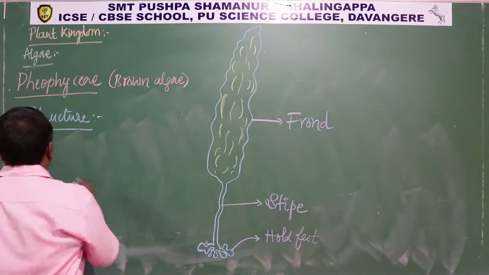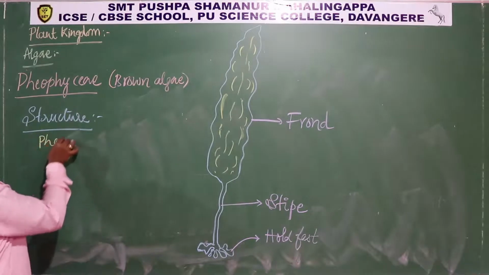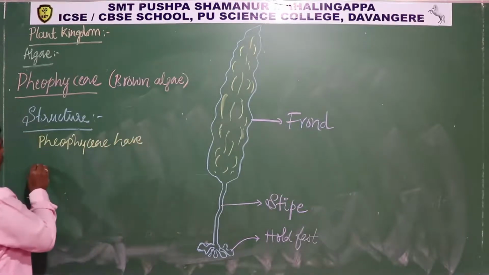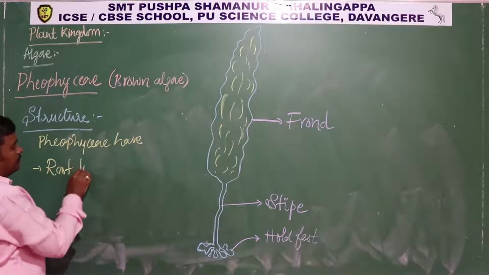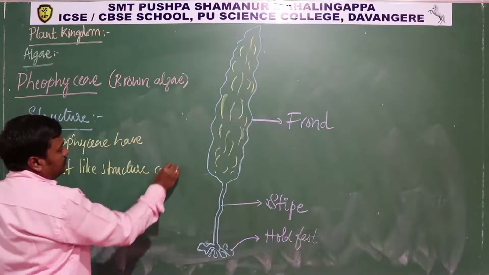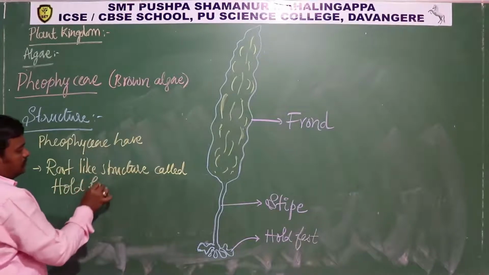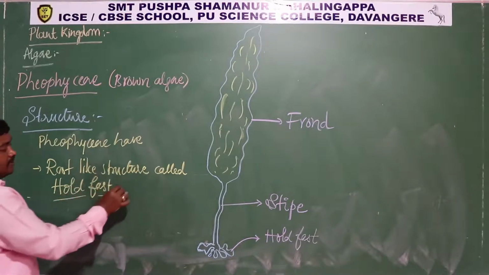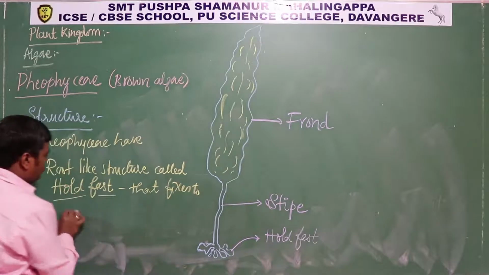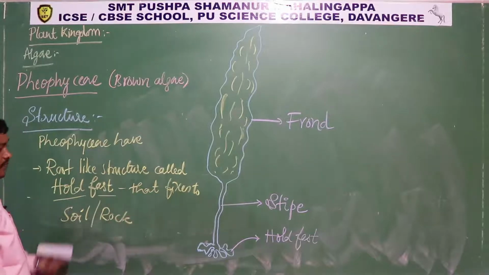So here, a few of us have a root-like structure called hold fast, that fixes to soil or rock. Okay, so it helps in fixing.